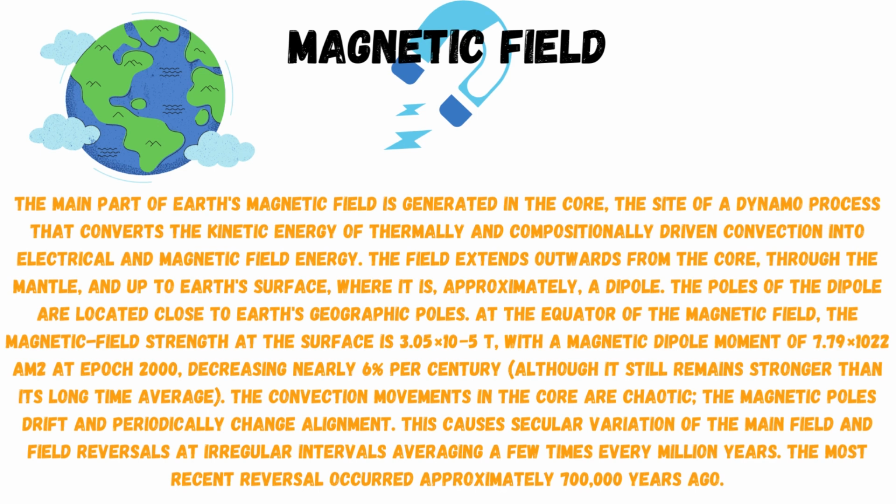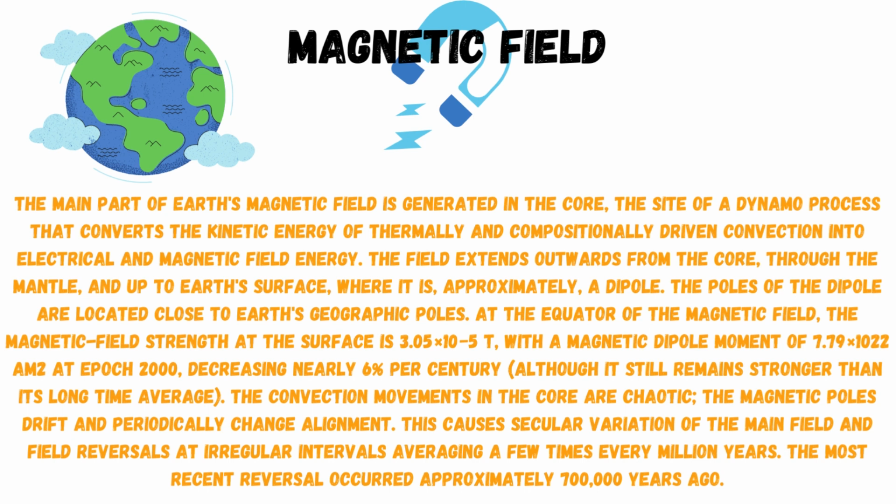Magnetic field. The main part of Earth's magnetic field is generated in the core, the site of a dynamo process that converts the kinetic energy of thermally and compositionally driven convection into electrical and magnetic field energy. The field extends outwards from the core, through the mantle, and up to Earth's surface, where it is, approximately, a dipole. The poles of the dipole are located close to Earth's geographic poles.